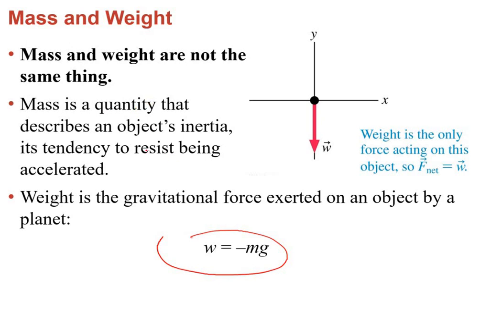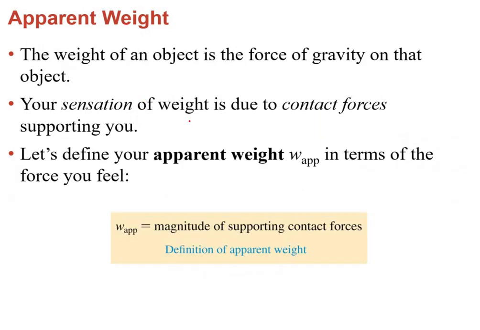There's something called apparent weight that is different from weight. The apparent weight is basically what we sense. When you're standing on the floor, there are contact forces. The normal force that you feel gives you a sense of your weight. So that sensation is called apparent weight, and that sensation can change.